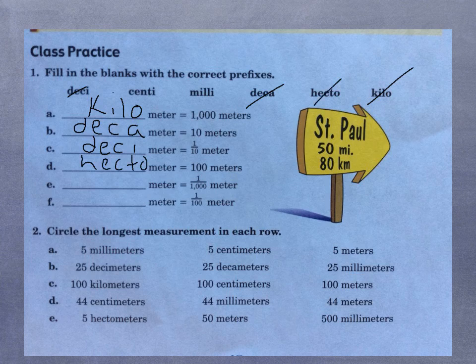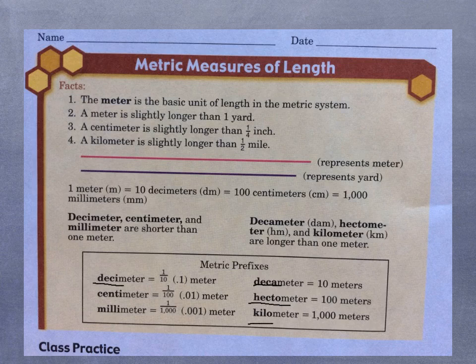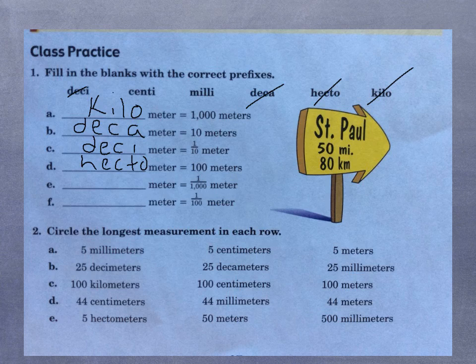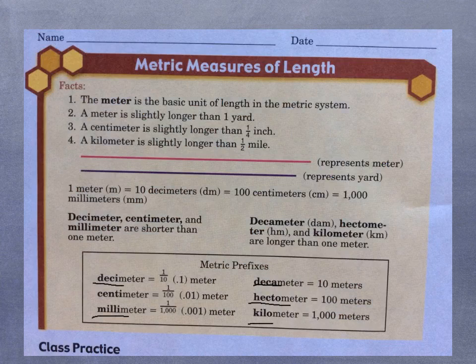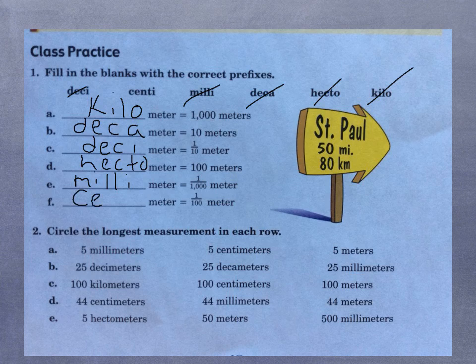E is asking which one would be 1/1000th of a meter. And that would be our milli. Millimeter. And then the last one, we have it here. Let's look back though. Centimeter would be 1/100th. So go ahead and make sure you have all of those written.